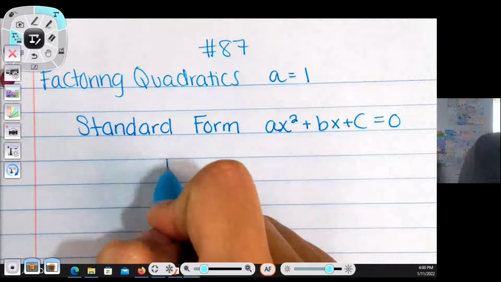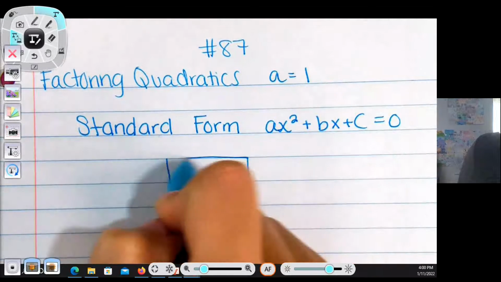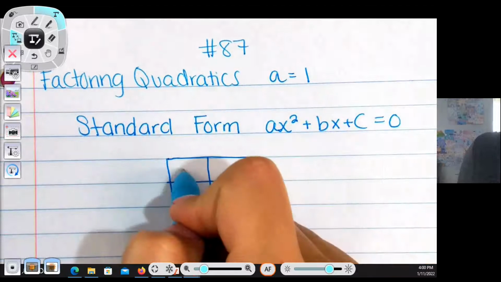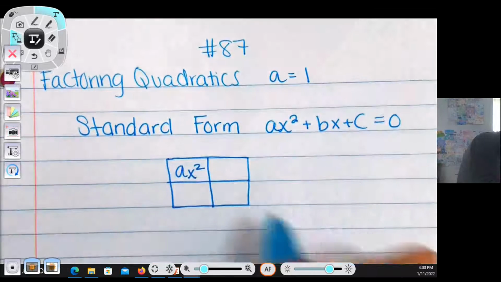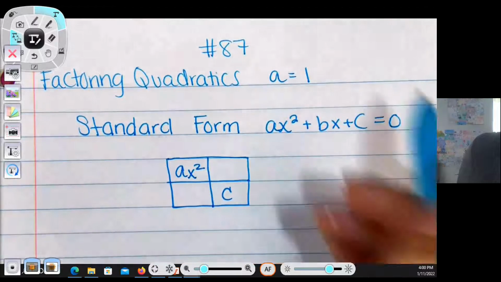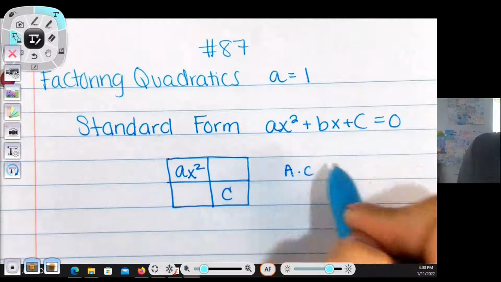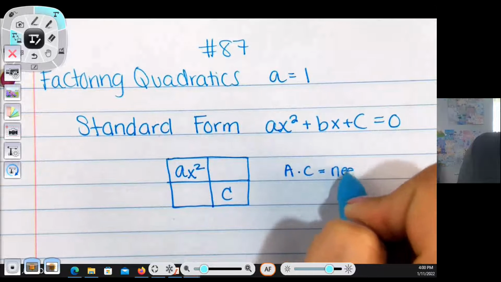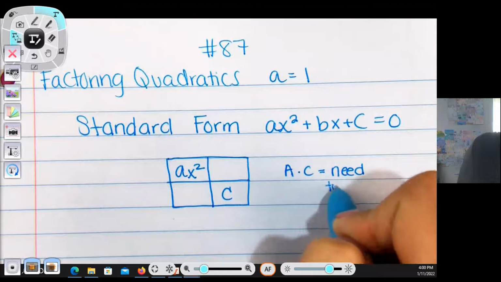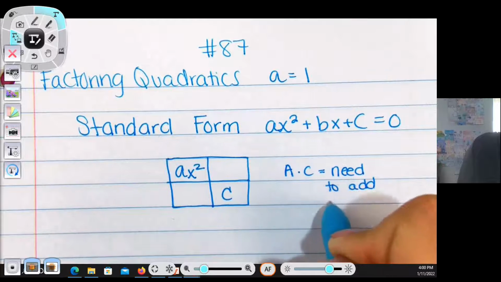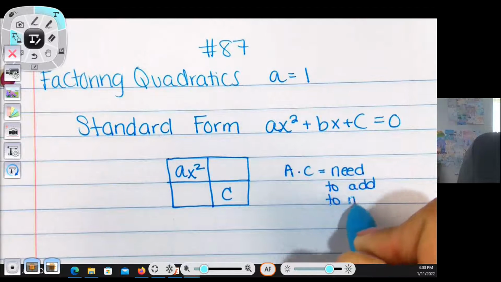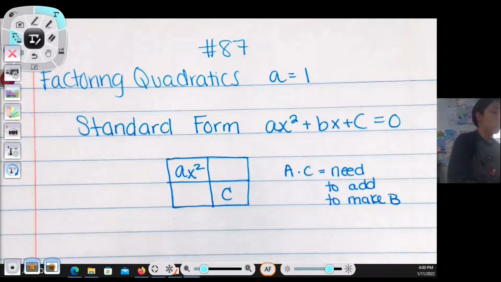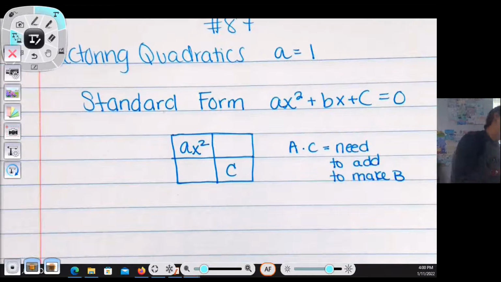So you're going to start by making a 2 by 2 box, which really does not make sense until we do an example. But the way you're going to set it up every single time is the ax squared term is going to go here. Your c value will go here. And off to the side, you're going to do a multiplied by c, whatever those numbers are, and you're going to need to add them to make the value b. So it'll make more sense when we do an example. So let's start with an example.